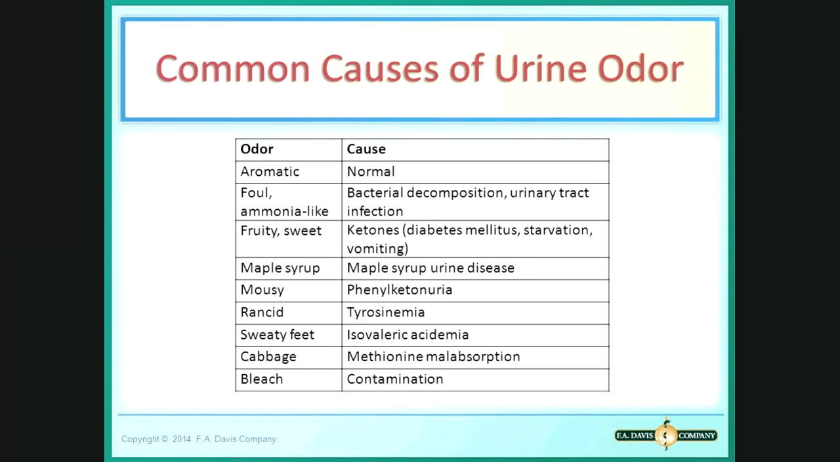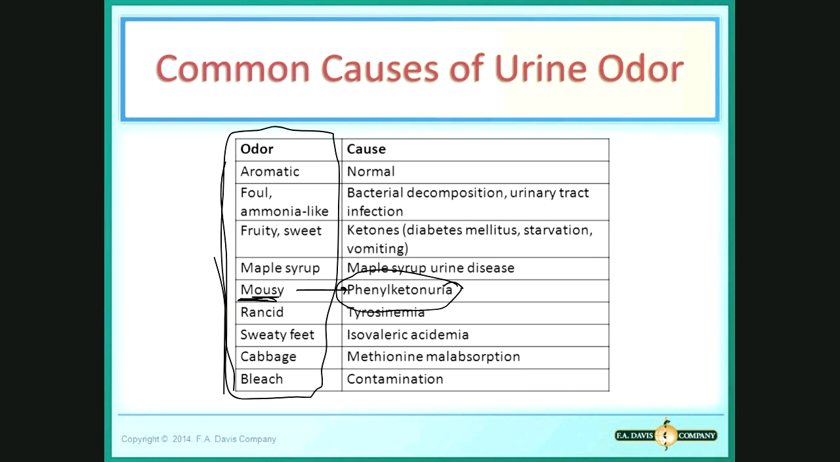There are other things that can change the smell of urine. Look, sometimes urine smells like fruit. It smells like maple syrup. It smells like sweaty feet. These are all actually conditions or diseases. And so smelling the urine actually can kind of tell you what's going on in the person's body. So people who have the disease called phenylketonuria, their urine smells like mice. It smells mousy, and so on, all the way down.